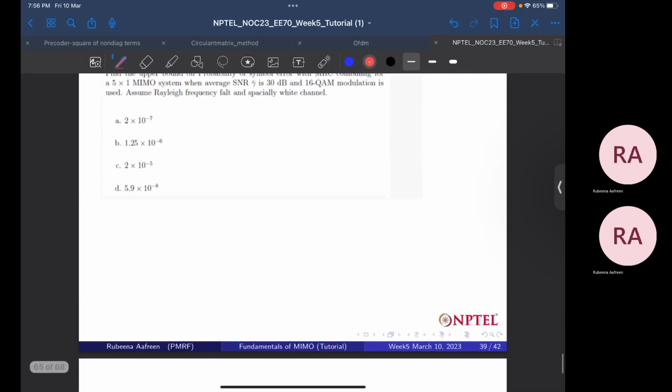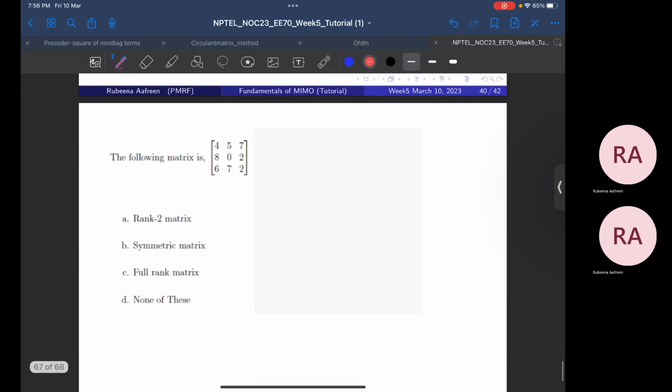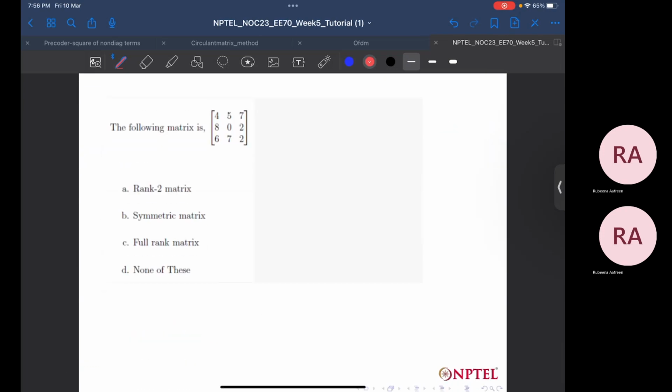Okay. Now this we will see. Before that we will discuss this question. So this is a very easy question. This is given a matrix. This is a straightforward linear algebra question only. So you can see from this matrix that it is not symmetric, right? So this option is not there.